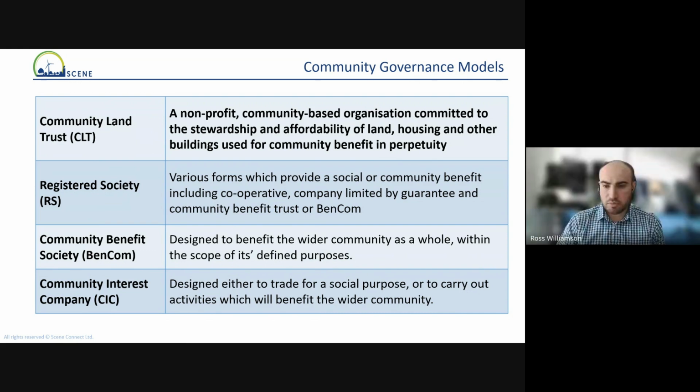Alex, can I jump in? We've got a question coming in the comments from Ian Dickinson, asking, are there any benefits or drawbacks of being a company limited by guarantee compared to a CDS?